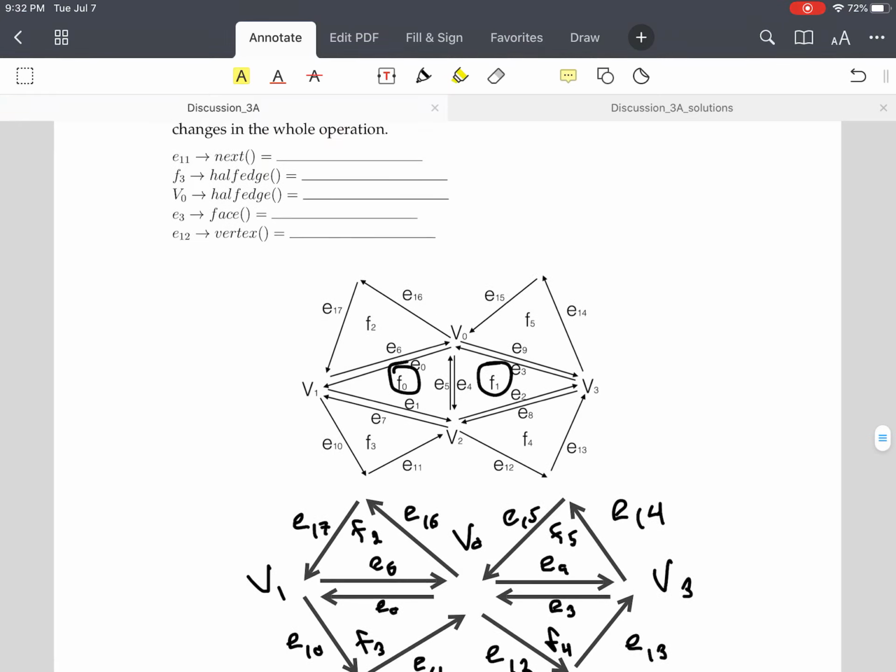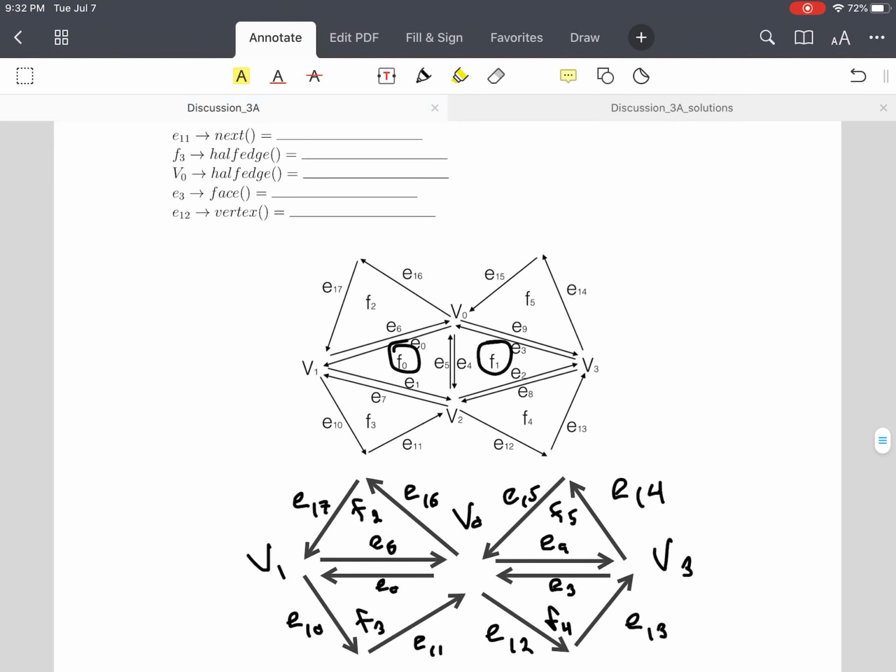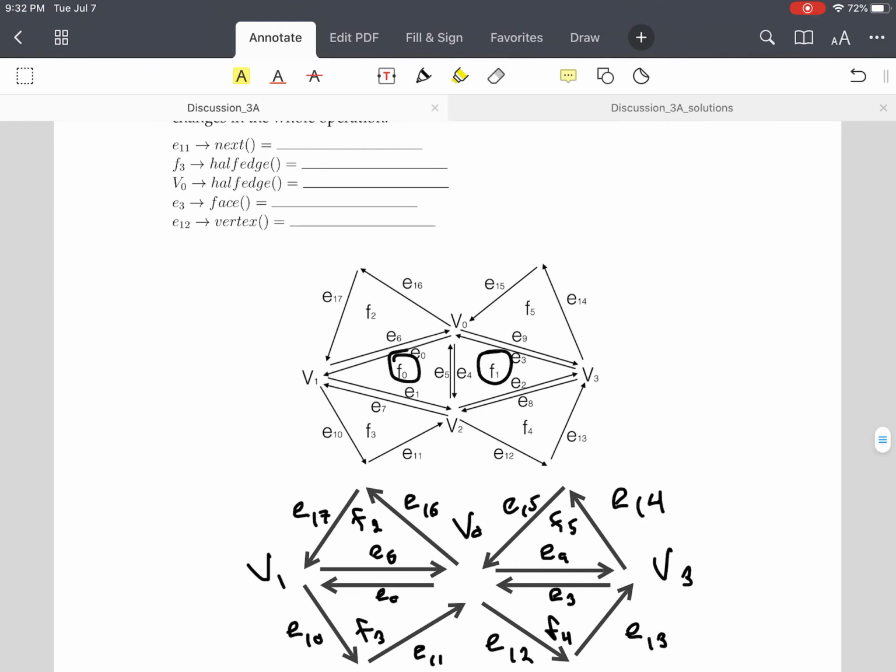Okay, so if we come up here, let me do it like this. Okay, so E11 dash next. So what is it? We have this triangle, there's E11. We just read it, and it's E0, right? Whoops, E0. Nice and easy. We just look at the triangle E11 is in and look at the next one.